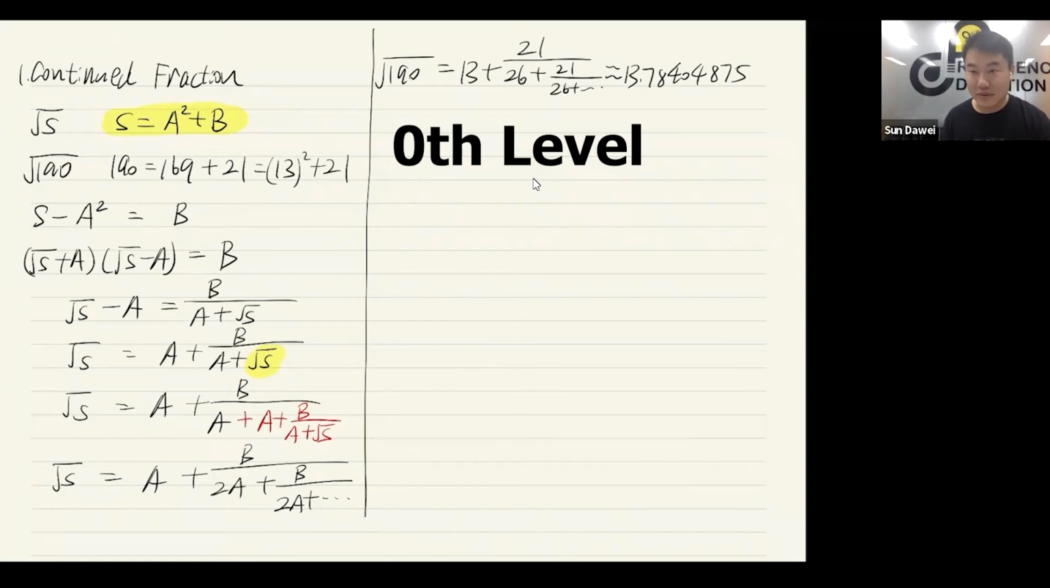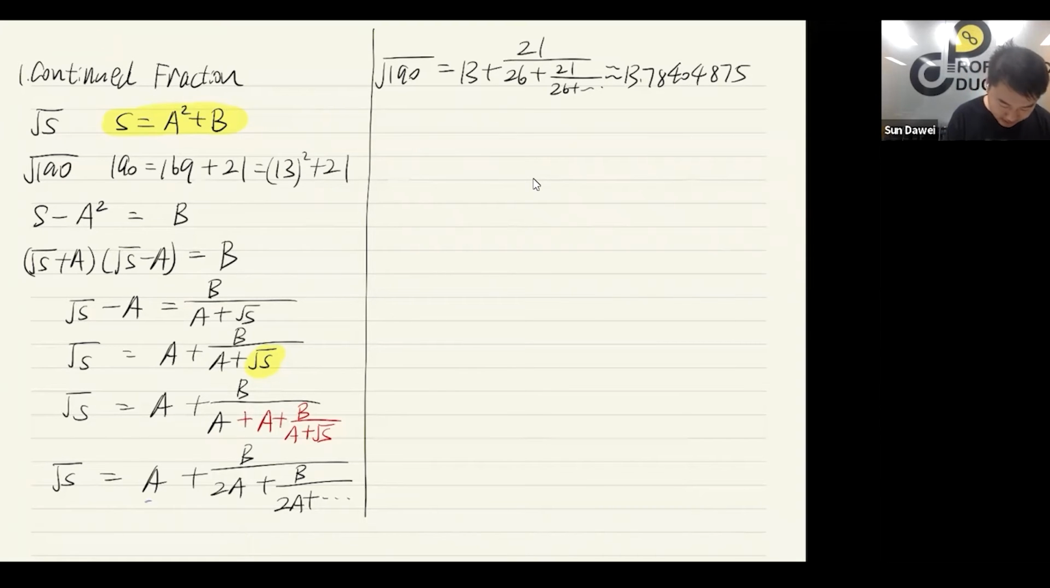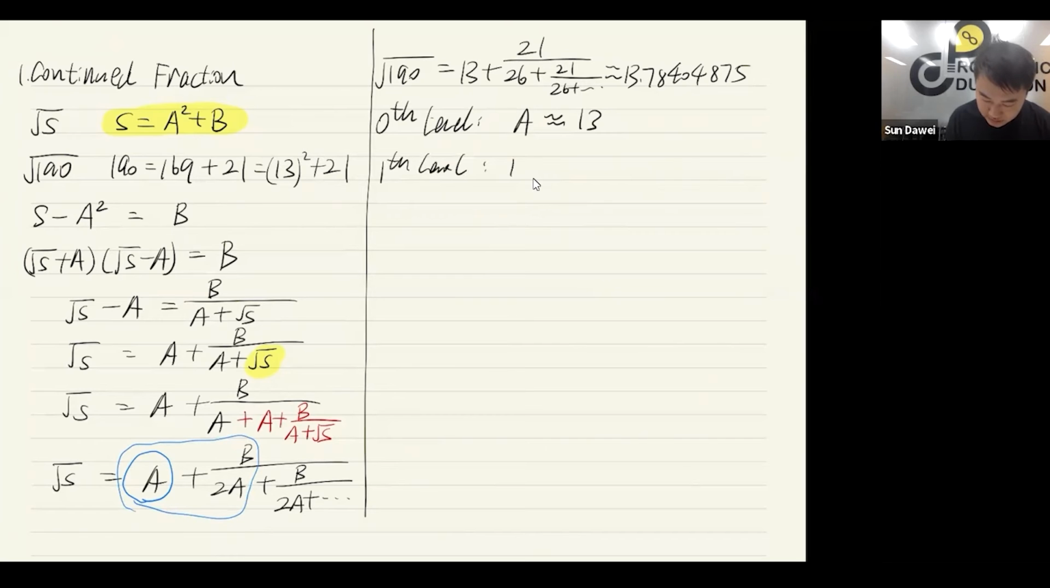So let's take the zeroth level, which is defined as the letter a from the general formula. In this case, we are saying it is going to be approximately 13, which is true. To be more accurate, we are able to use the first level, which is defined as a plus b on to a. We have 13 plus 21 over 26, which gives you 13.80769231. It's getting closer, but it's still not accurate up to 4 sig figs yet.